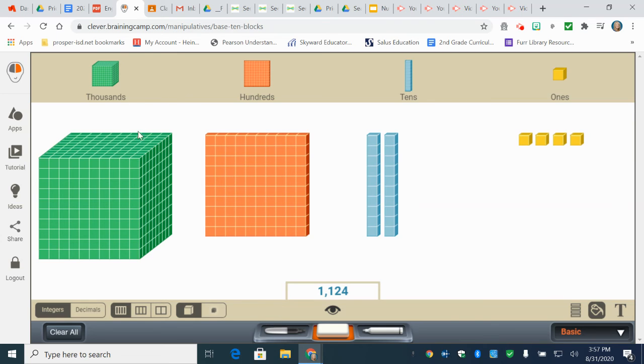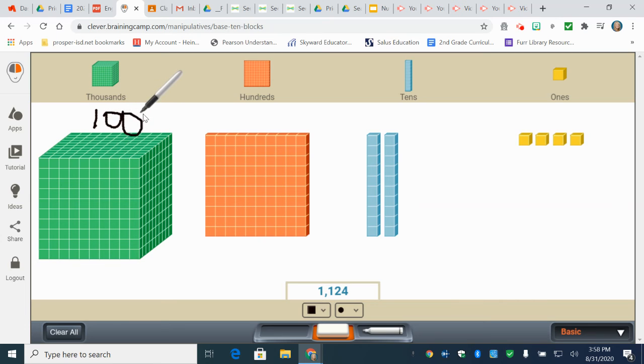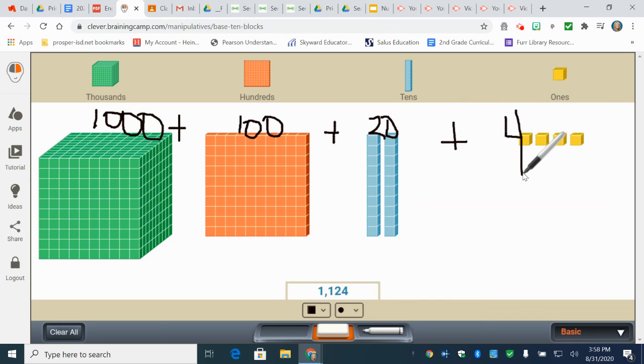Now let's check on your expanded form. Hopefully your expanded form looks like this. 1,000 plus, expanded is where I put the plus signs because I'm just adding them up to get a number. 100 plus 20, because I have 2 tens, plus 4. Does your expanded form look like mine? 1,000 plus 100 plus 20 plus 4?